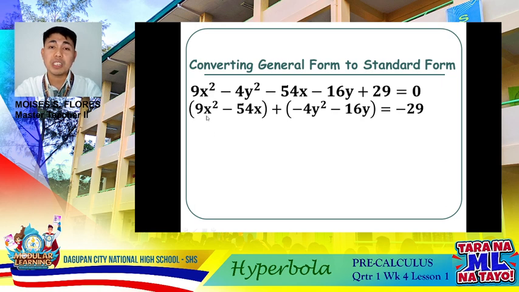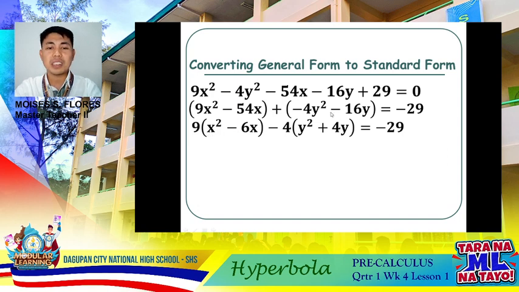So meaning, on this first group, extract 9. Then on this second group, we are to extract negative 4. So there you have it. After extracting the first group, after extracting the negative 4 on the second group, there you have it. Okay, and this is now what? The next step is we're going to apply the completing the square method.